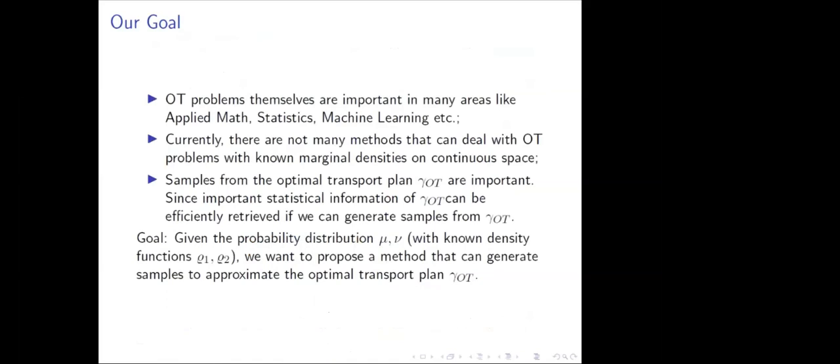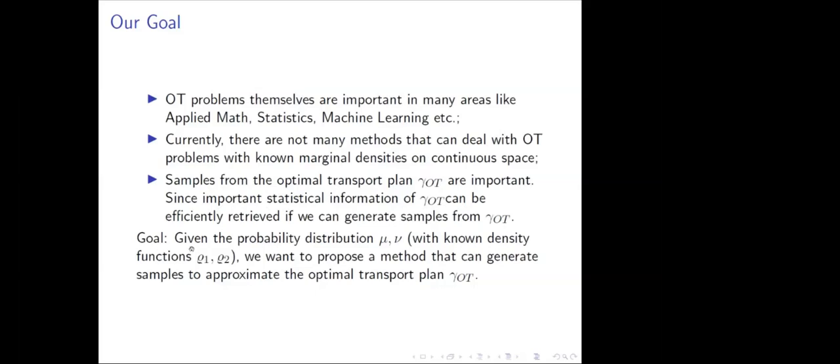Now I want to say something about our goal. Our research is motivated by three aspects. The first is that OT problems themselves are important. The second is that there are not many methods that can deal with the OT problem with known marginal densities on continuous space. The third aspect is that we are interested in the samples. The samples are important because the important statistical information of the optimal transport plan can be efficiently retrieved if we can generate samples from the optimal OT plan.